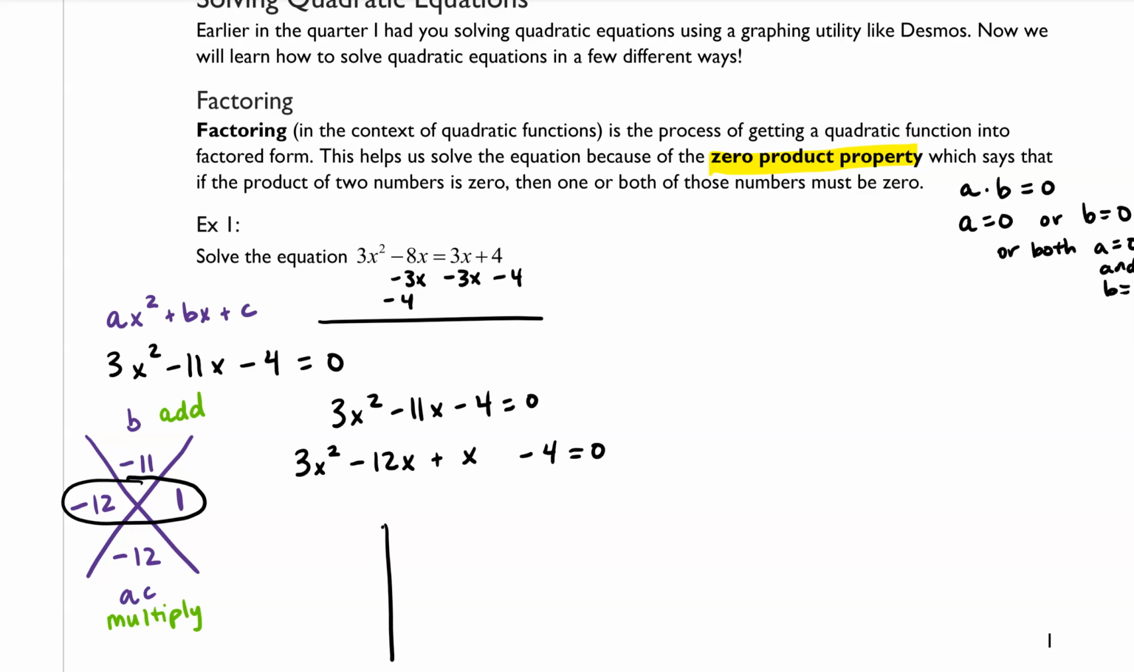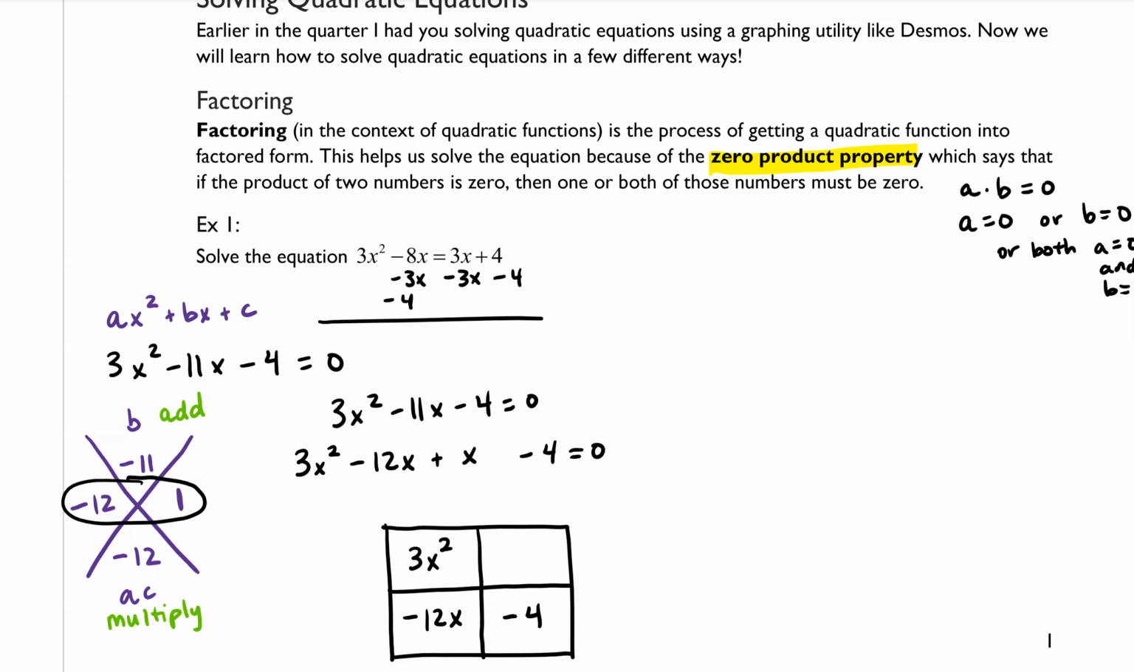Now remember that I called this the X box method, and so now what I'm going to do is create a box. And within that box, I'm going to break it up into 4 compartments. In the top left corner, we're always going to put our x squared term. And then in the bottom right corner, we're going to put our constant term. Whenever you have just a number by itself without a variable, it's called a constant. And now, the other two terms, you can put them in either of the remaining boxes. So I'm going to put negative 12x right here, and I'm going to put x right here.